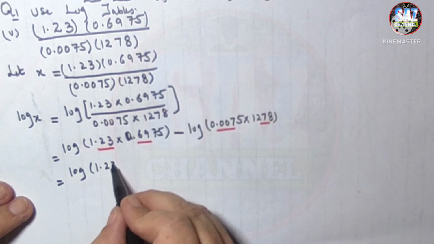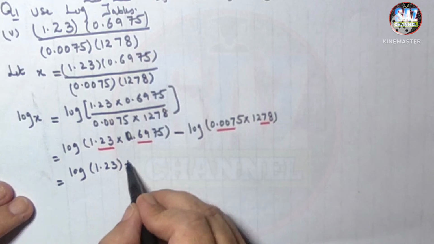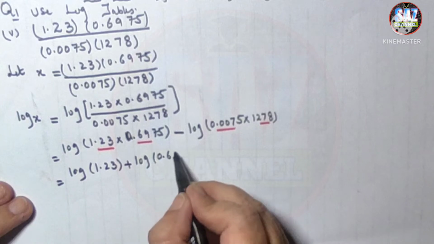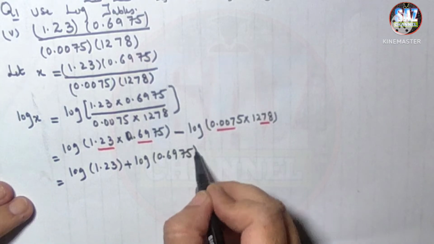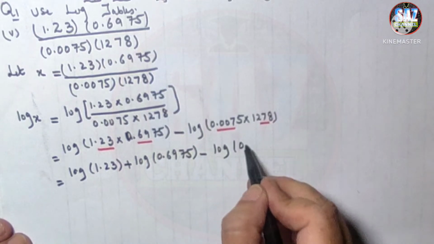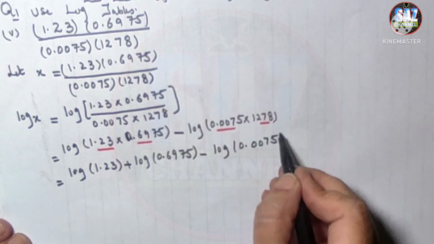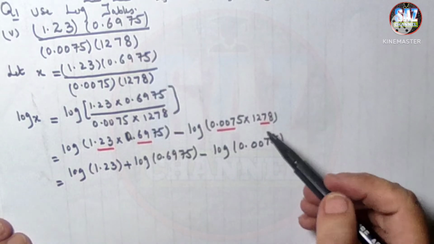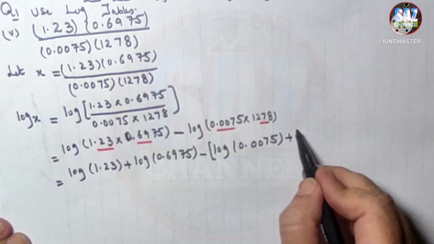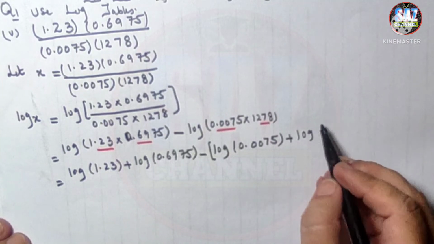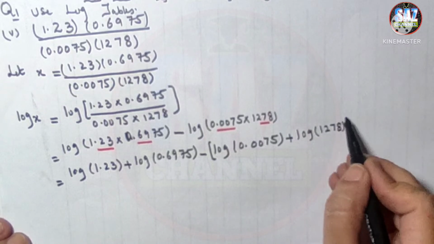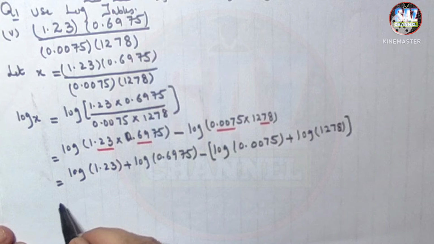Log of 1.23 plus log 0.6975 minus log 0.0075. And as we are going to, okay, let me write the bracket here because we are applying the law here, so my students should not be confused about this. 1278, and then what we can do is that we have to apply distributive property.